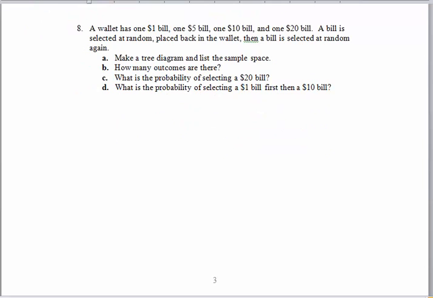Now 8 is a similar kind of problem, except now it's done with replacement. You're choosing from a $1 bill, a $5 bill, a $10 bill, and a $20 bill, and after you choose the first bill, you're putting it back in the wallet and then selecting a second one. So in this case, you can get the same bill twice. So the tree diagram, again, which is not really what I'm looking for. I'm looking for the sample space, but the tree diagram, you'd have a level for the first bill and you'd have a level for the second bill. So the first bill could either be 1, 5, 10, or 20.